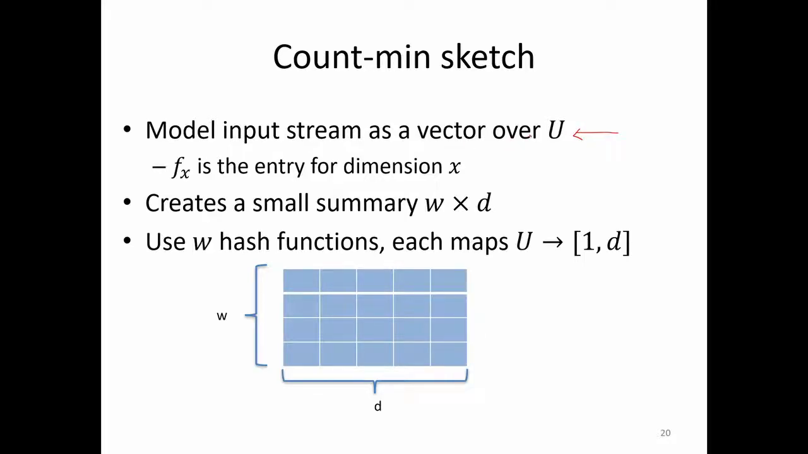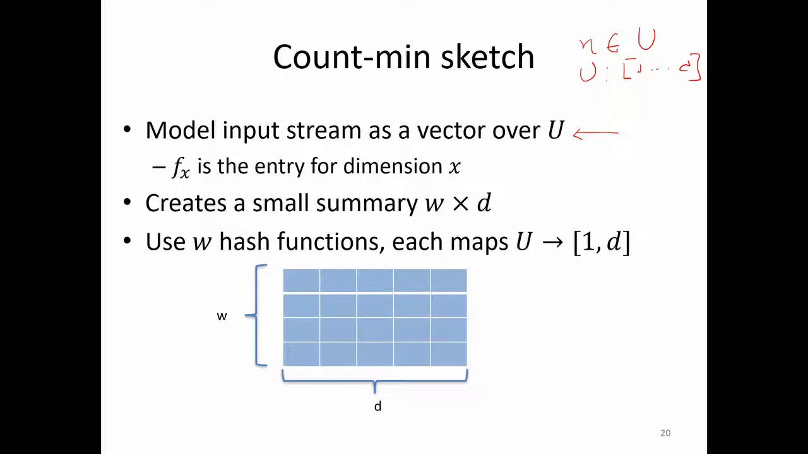Like we mentioned, the idea is to model the input stream as a vector. Let's say u is your universe, so x belongs to u. Your items are taken from this universe u, and you need to map these hash functions from u to 1 to d. So you are modeling your input stream as a vector over the items.